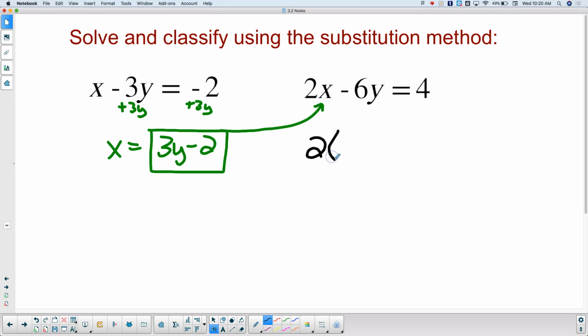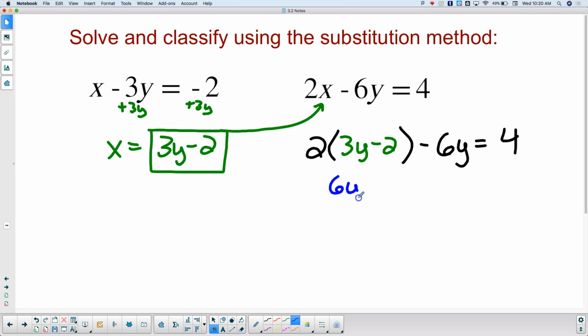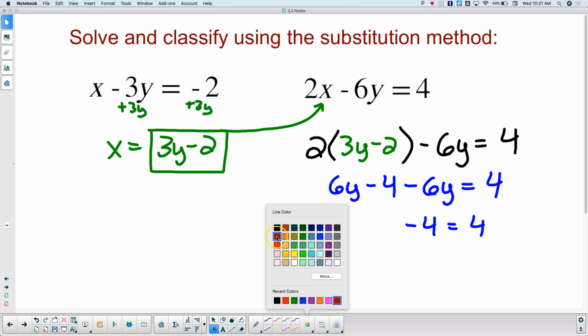2 times 3y minus 2 minus 6y is equal to 4. If I distribute that, I get 6y minus 4 minus 6y equals 4. Combine my y's and those go away. Gives me negative 4 equals positive 4. Is that a true or a false statement? That's a false statement. So what is my answer then? No solution.